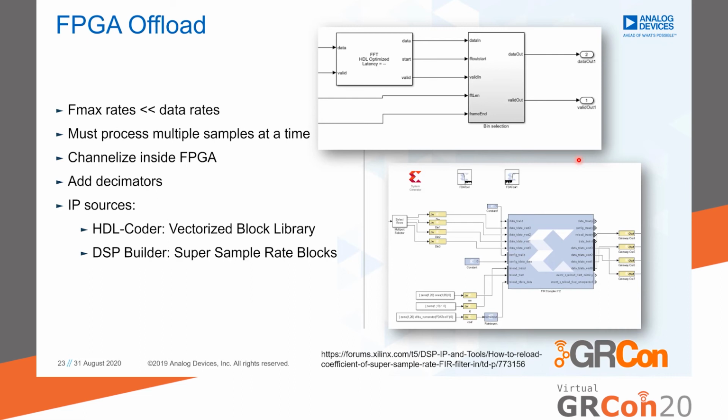If you are looking at working in this area, developing IP in this area, two resources that I would highly recommend are the vectorized block library inside HDL Coder, or the SSR, or super sample rate, blocks inside System Generator by Xilinx. These blocks are designed to work with multiple samples at a time. Things like filters and FFTs will work at gigasample rates. So if you want to run things at rate, there are options for you out there in these tools. And they're all Simulink based, so they're actually pretty straightforward to use.